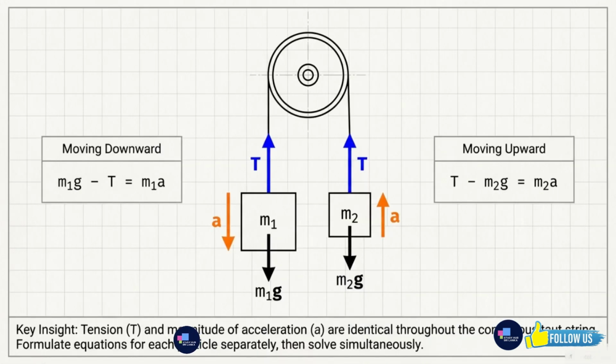Now you'll often see problems like this one. Two masses connected by a string over a pulley. It looks complicated, but there's a simple trick. Because they're tied together with one string, they have to move together. This means the acceleration a is the same for both. And the pull of the string, the tension, T, is also the same on both sides. So what do you do? It's easy. You just look at each mass on its own, apply F equals ma to it, and that gives you two equations to solve together. That's the whole strategy.